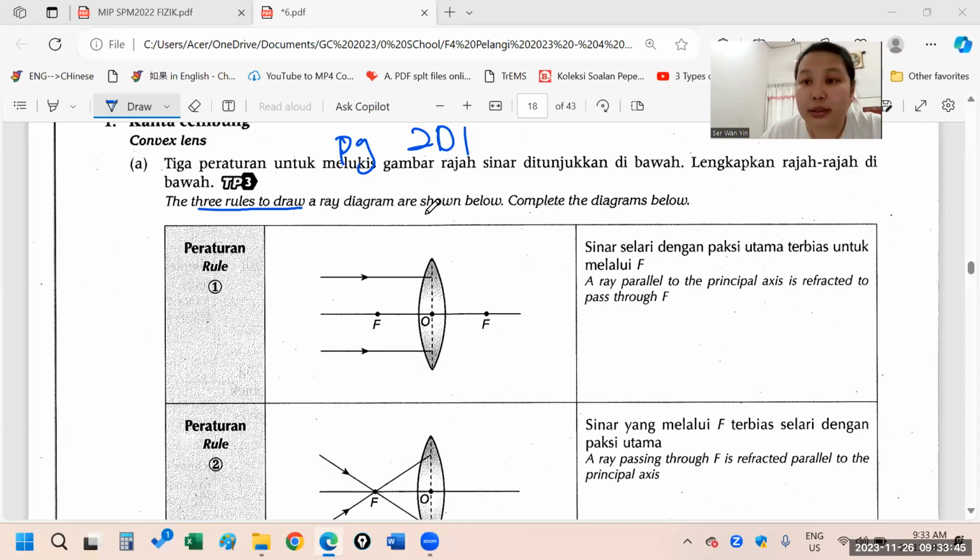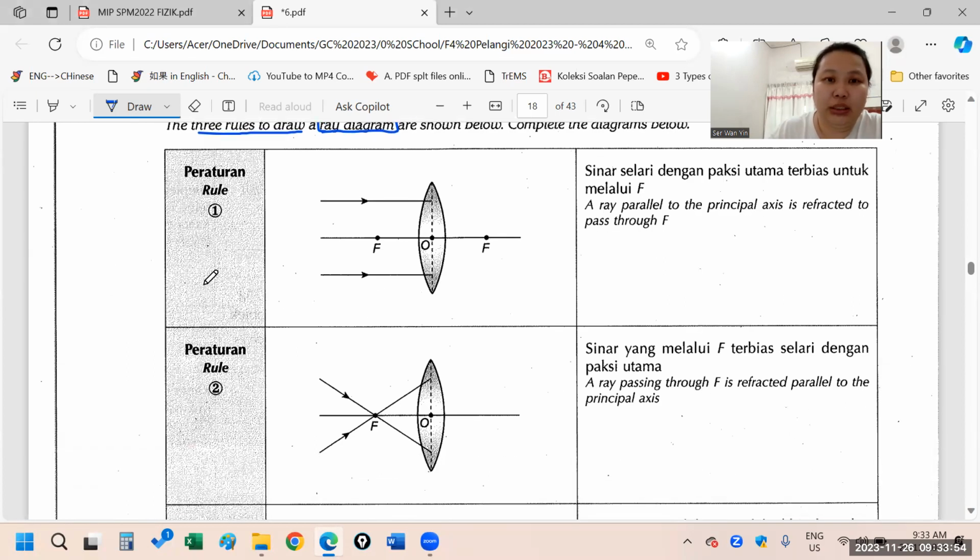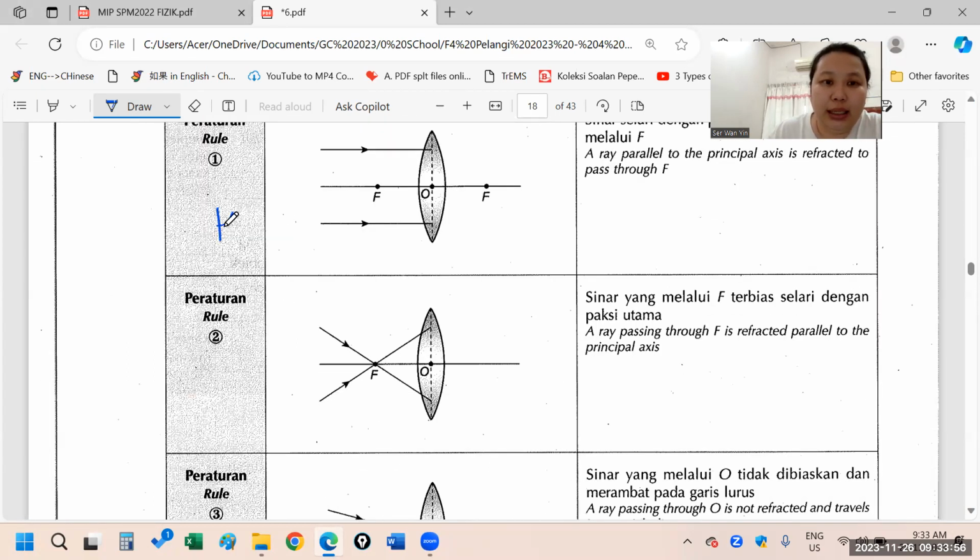Okay, today let's revise the ray diagram. Three rules called KFC. KFC.